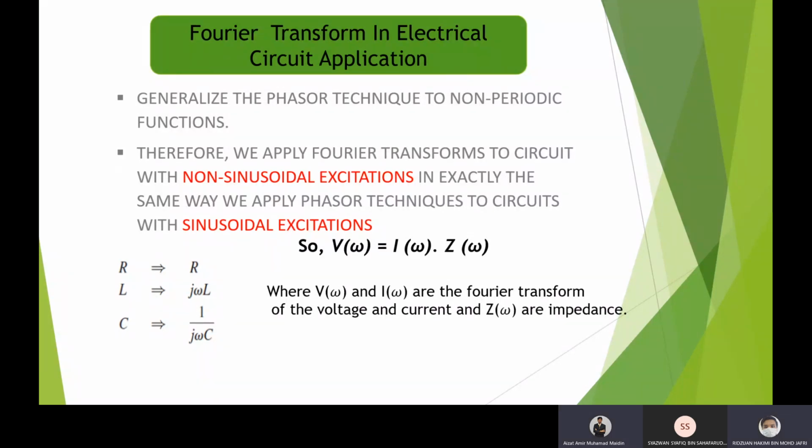My name is Aizat Amir bin Muhammad Maidin. Today I will present about task 1, Fourier transform in electrical circuit application.